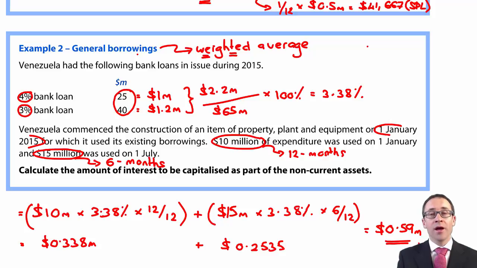Okay. But there you go. It's only a small standard, is borrowing costs in IAS 23. Work through the examples, have a go, see how you get on. If you get stuck, you know where we are.